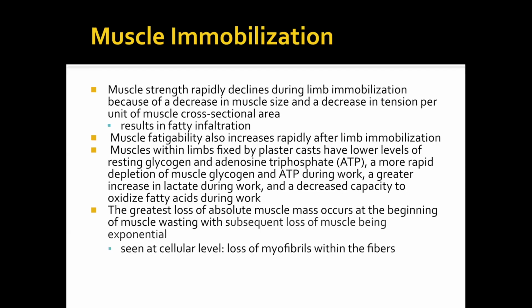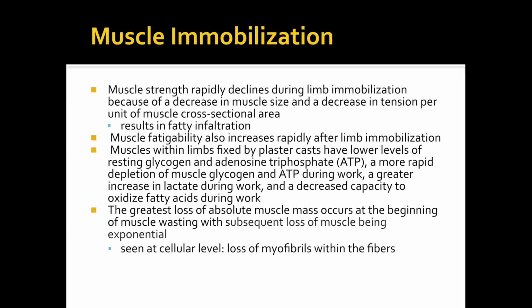And muscles within limbs fixed by plaster casts have lower levels of resting glycogen and ATP use, and more rapid depletion of muscle glycogen and ATP during work. That's when you activate them again after immobilization, and greater increase in lactate during work and decreased capacity to oxidize fatty acids during work. So, again, all the benefits of exercise are reversed, or actually just using your muscle. And the greatest loss of absolute muscle occurs at the beginning, and then it slowly slows down.